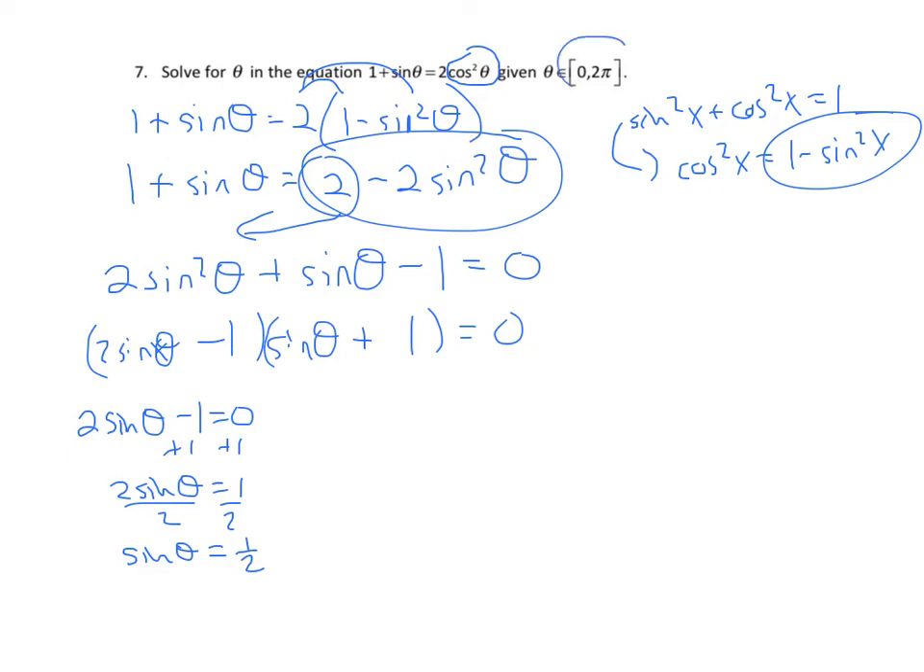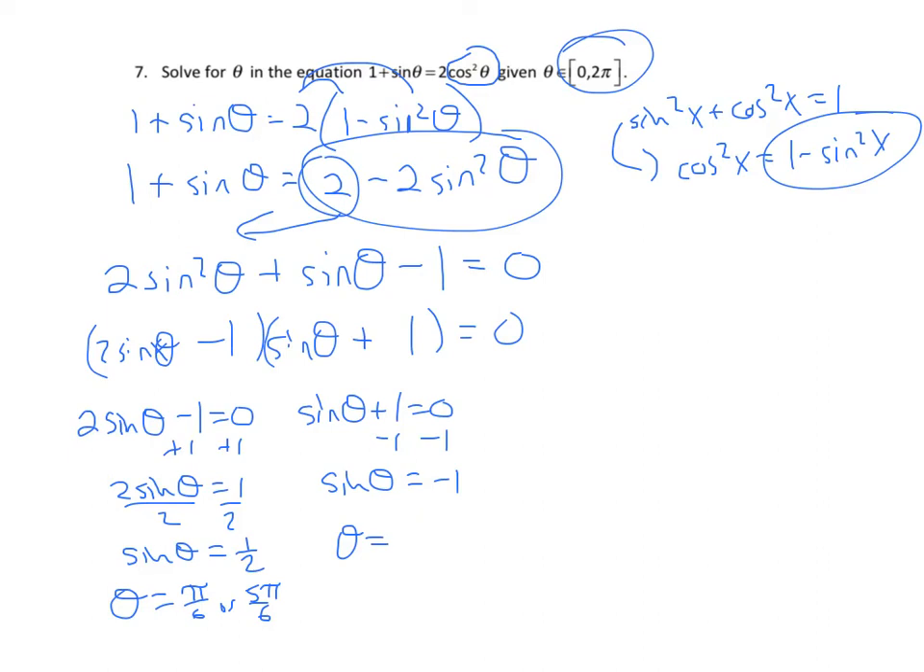And this time we are looking between 0 and 2 pi, so our whole unit circle. We need to think of all the places that have a sine value of positive 1/2, or a y-coordinate of positive 1/2, and that would be theta equals pi over 6, or 5 pi over 6. Now I solve the other side. Sine theta plus 1 equals 0, subtract 1. Sine theta equals negative 1, and that happens when theta is 3 pi over 2. So we get 3 solutions this time.